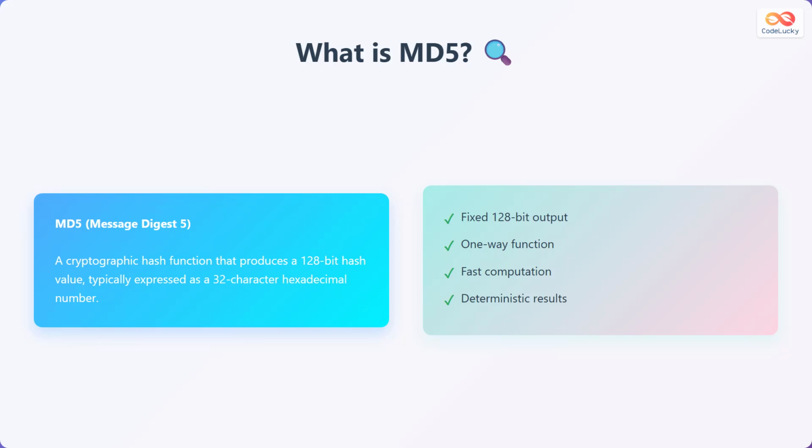MD5 has several key characteristics. It always produces a fixed 128-bit output regardless of input size. It's a one-way function, meaning you cannot reverse the hash to get the original data. It performs fast computation, making it efficient for large files. And it produces deterministic results, where the same input always generates the same hash.